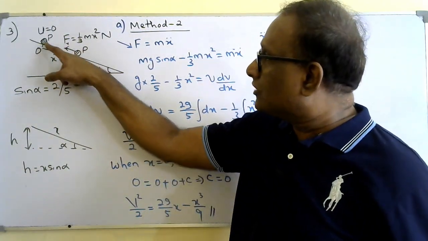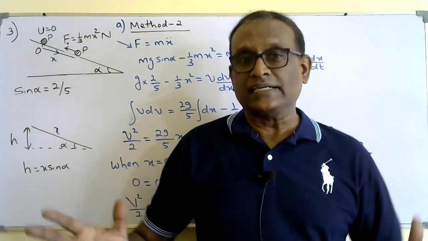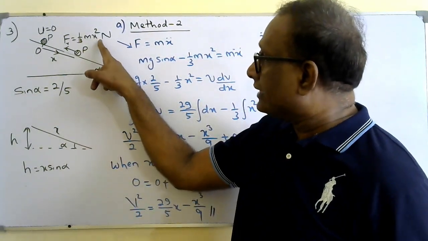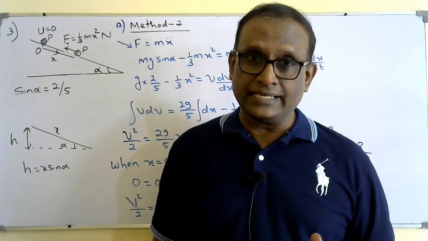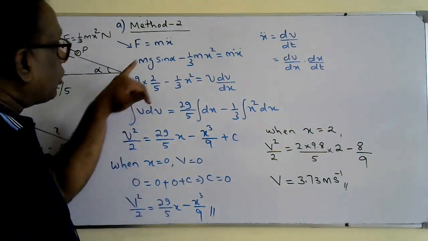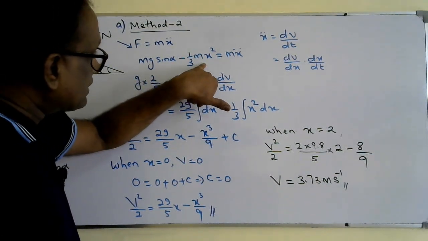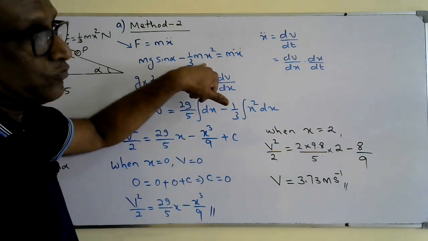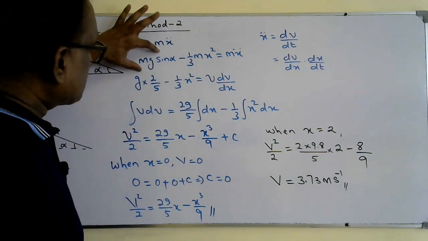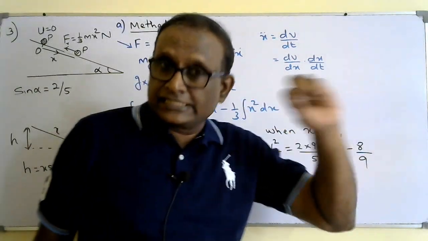The component of the weight along the plane downwards, which is mg sine alpha, will remain unchanged, but x is going to increase, so the opposing force will increase. So there are only two forces acting on the particle. One is the component of the weight in the downward direction along the plane. The opposing force is the force acting in the upward direction. This is remaining constant. But when it moves down and down, x will increase. X is the distance from the initial point O.